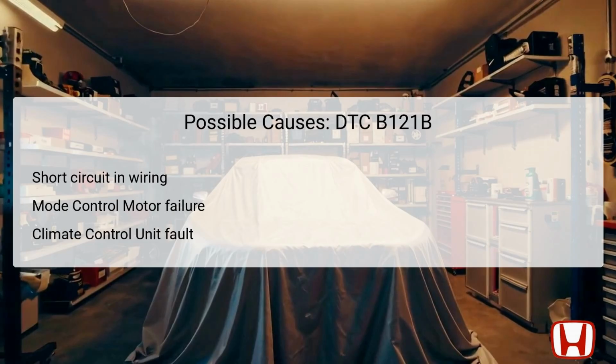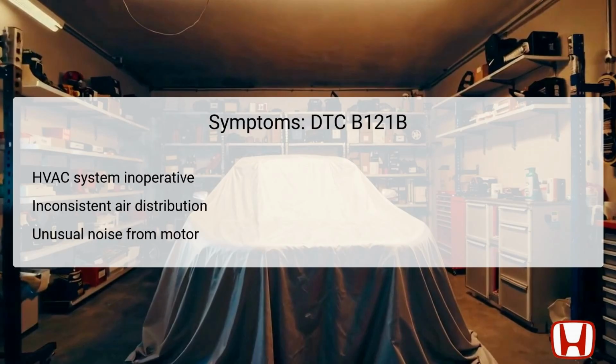Finally, the climate control unit may itself harbor issues, including internal faults that obstruct proper data processing from the mode control motor. If any of these components malfunction or do not perform as expected, they can lead to the triggering of DTC B121B. By identifying the exact source of the problem early in the diagnostic process, technicians can more efficiently implement effective repairs.